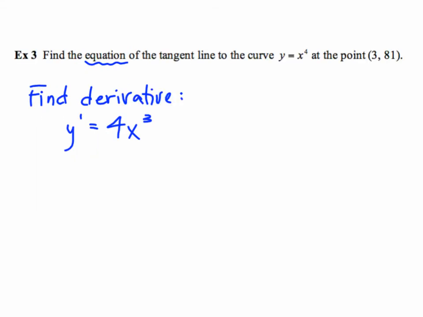Example 3 says find the equation of the tangent line to the curve y equals x to the 4th at the point 3, 81. In order to find the tangent line, I need to take the derivative, because finding the derivative gives me the slope, and then I can use the equation form y minus y1 equals m times x minus x1. So first I need to take the derivative of x to the 4th, and that becomes 4x cubed.